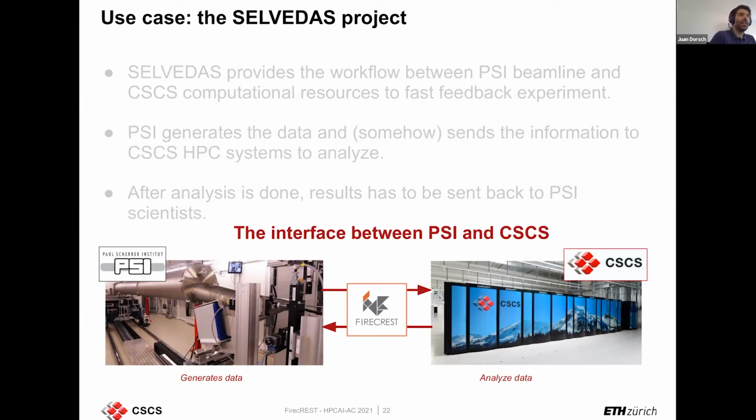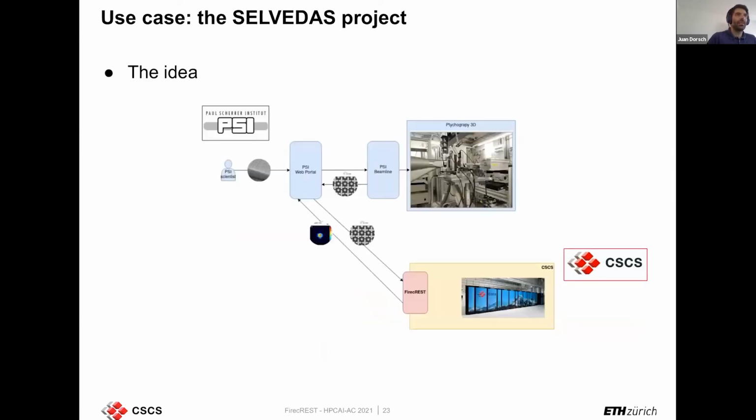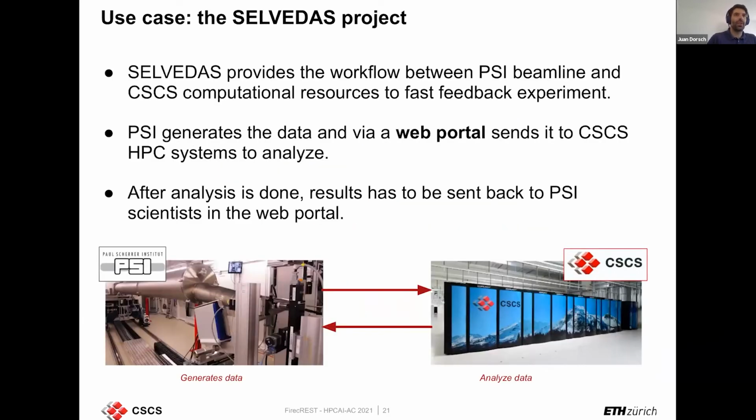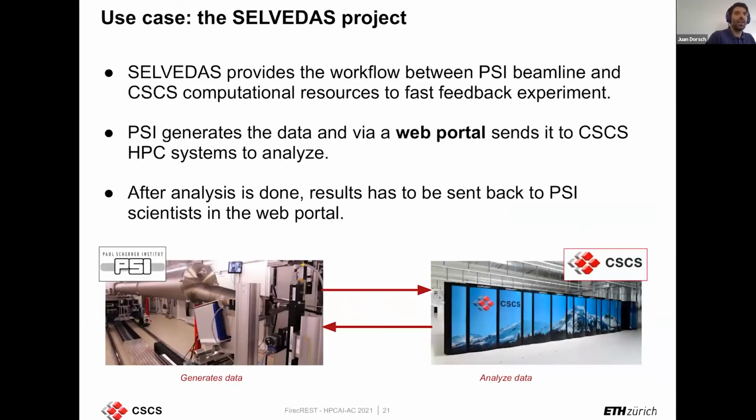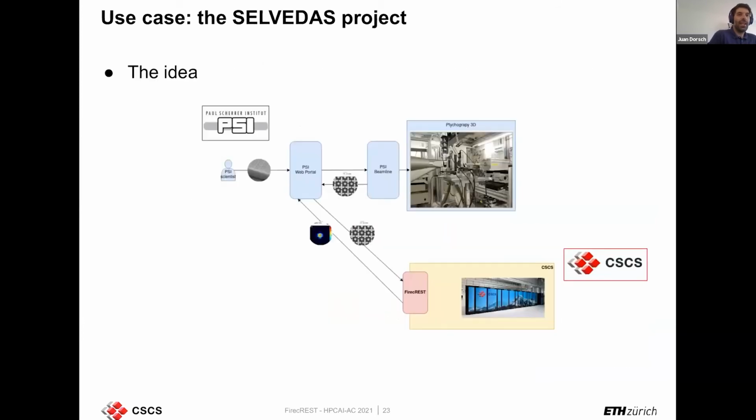If we have the API and they have the idea of a web client, they have to connect the web client to FireREST, which will connect to CSCS. So now you can see the general idea of the SELVEDAS project. You can see, and I will come back to this image, that the HPC system they had at PSI has now been replaced by DAINT, and they will use FireREST as an interface from the web portal.